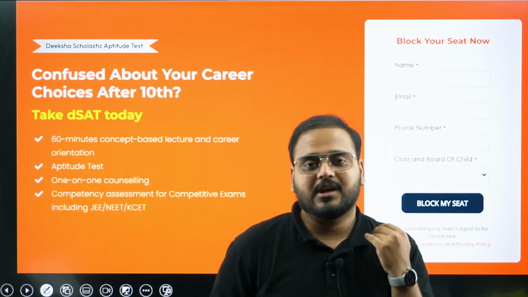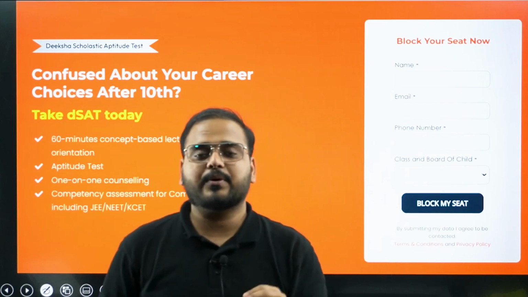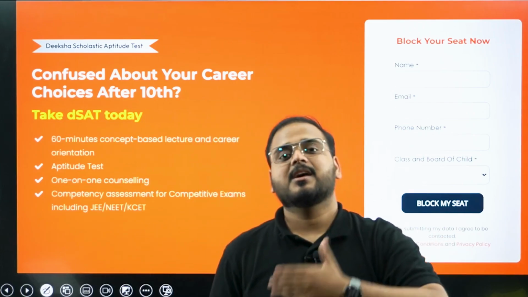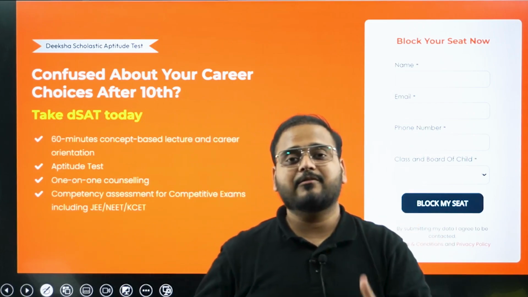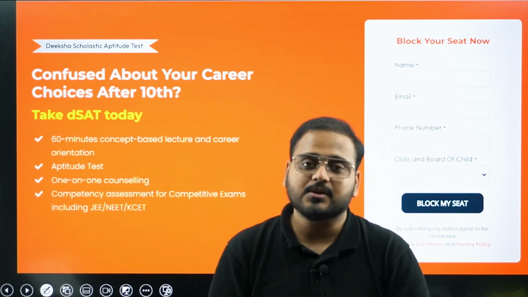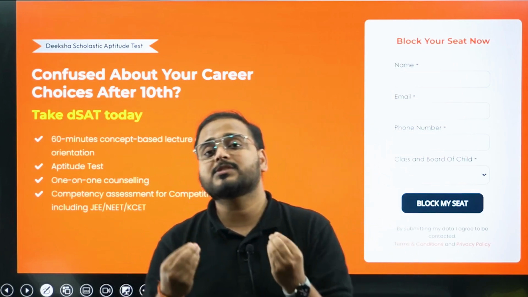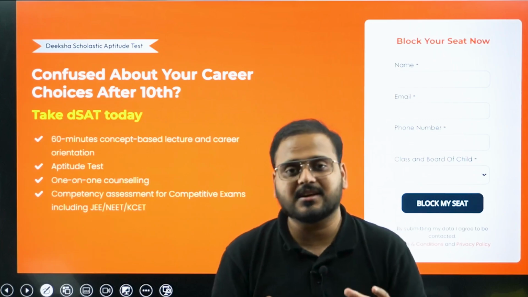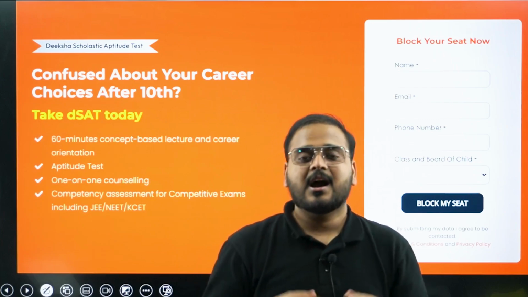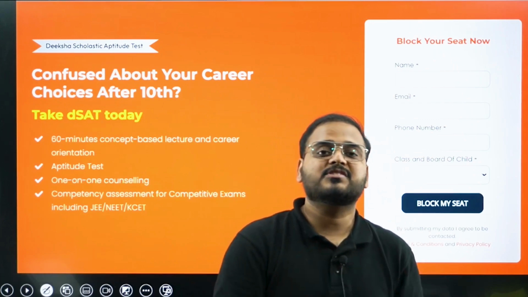Then you'll have evaluation of your test paper, and then you can sit with our counseling team, our faculties, to have one-to-one counseling with you and with your parents. Okay, and you will be able to reach a conclusion, and then you'll have all your questions answered, that what you should do exactly, how will this benefit you, okay, which stream you should choose.